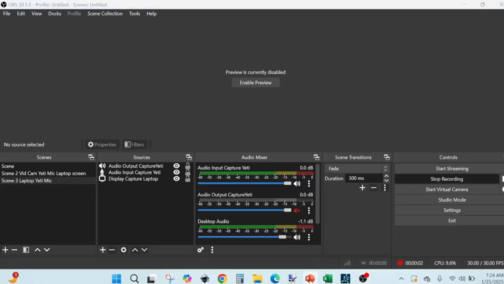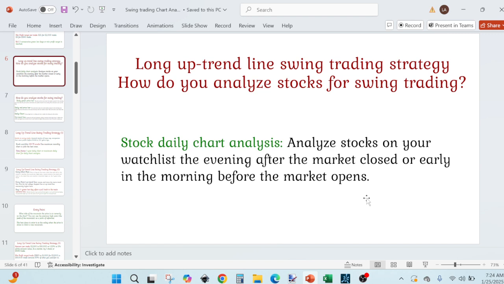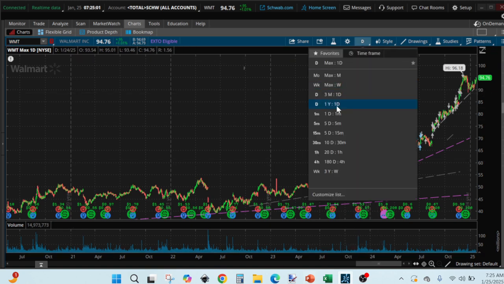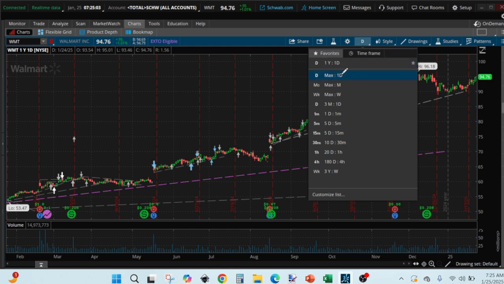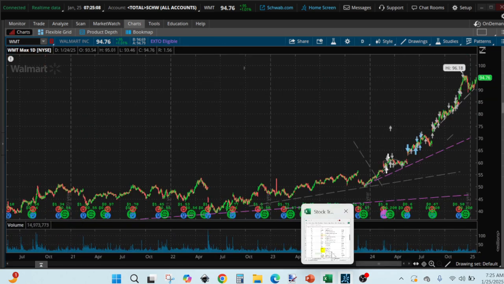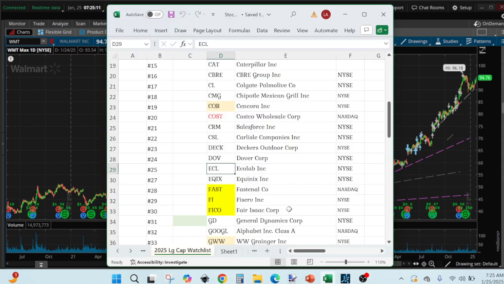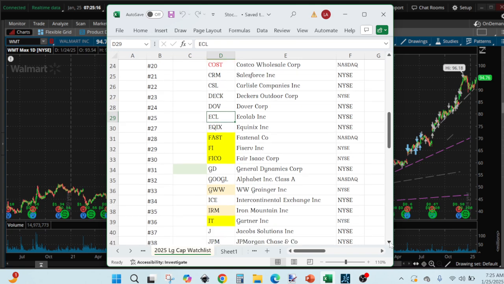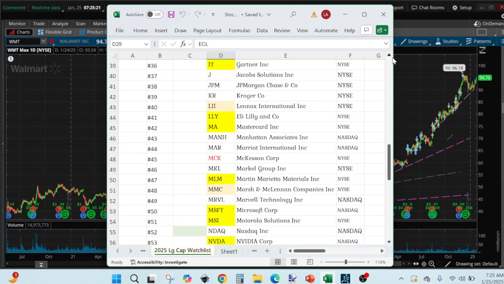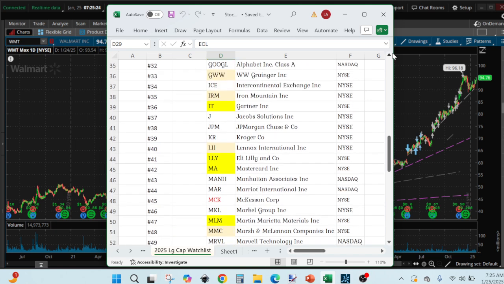Hello, how do you analyze stocks for swing trading if you are using the long up to long swing trading strategy? With your daily chart open, either a 1 year daily chart or maximum daily chart, you will analyze your stocks. As an example, we have stocks from our watch list that we are going to analyze after the market close on January 24th. And the next one on the list that we will analyze is GD.